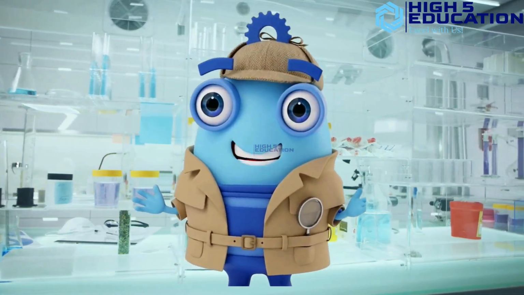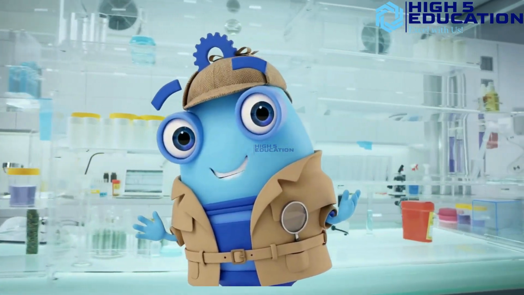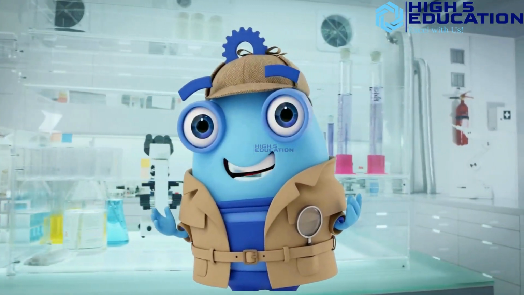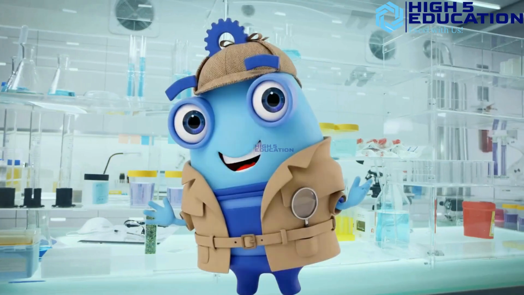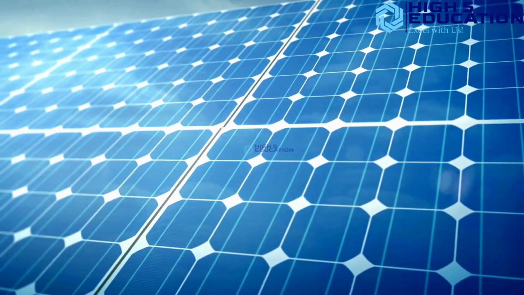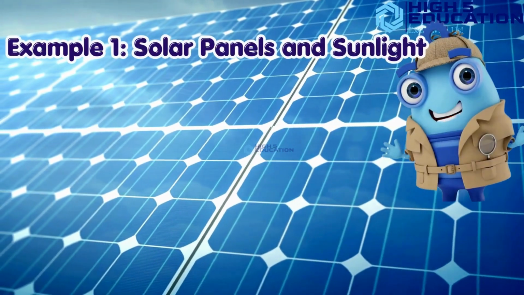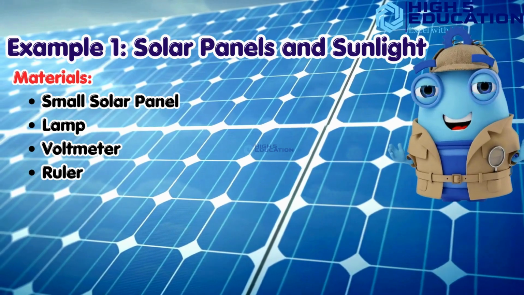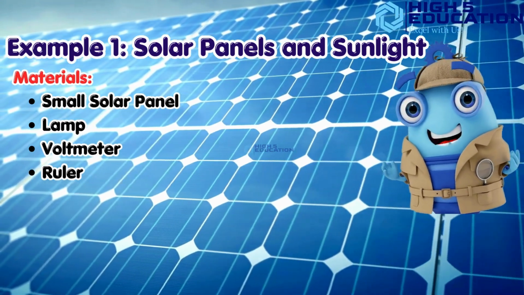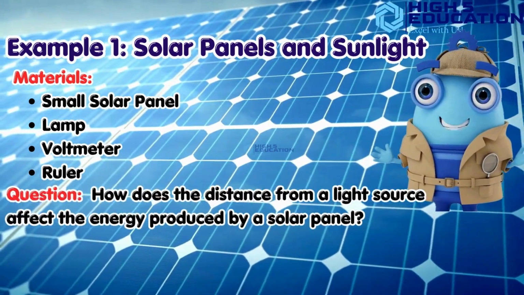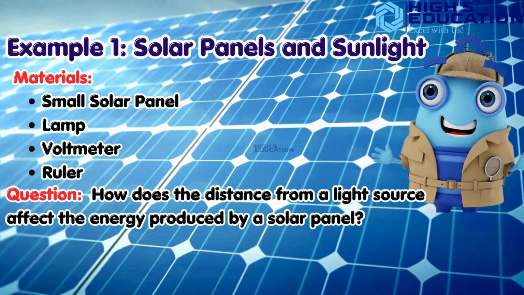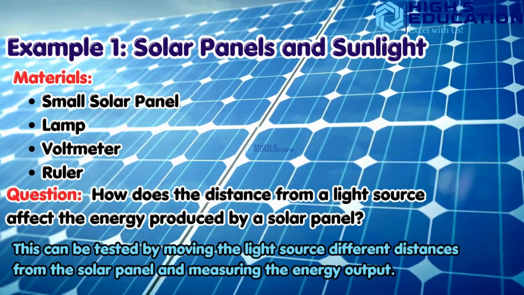Now, let's look at some examples of investigable questions. These examples show how scientists use available materials to create questions that can be tested, measured, and answered through an investigation. Let's look at our first example, solar panel and sunlight. We have a solar panel, a lamp, a voltmeter, and a ruler. Using these materials, we can ask, how does the distance from a light source affect the energy produced by a solar panel? We can test this by moving the light source and measuring the energy output.